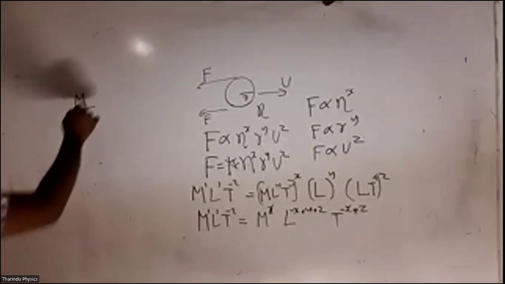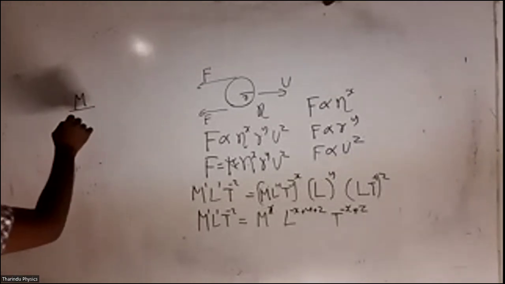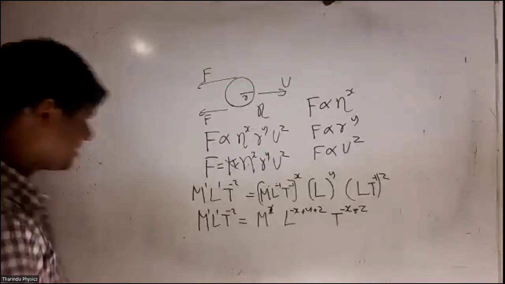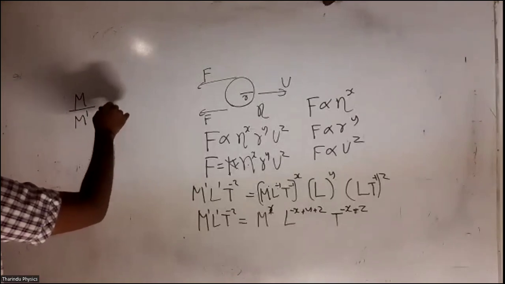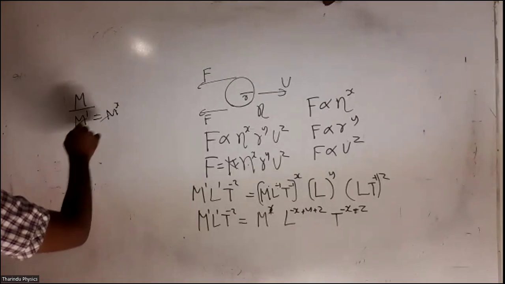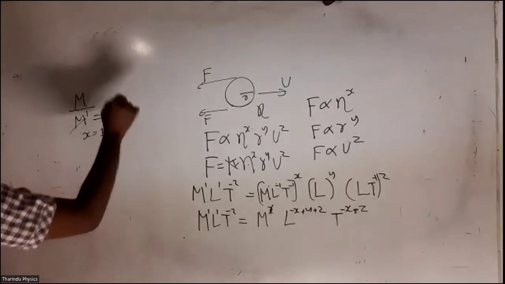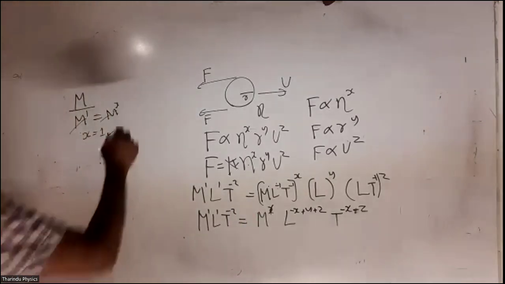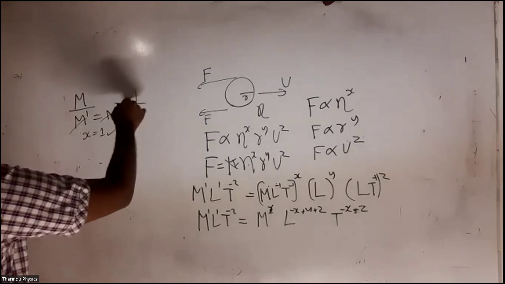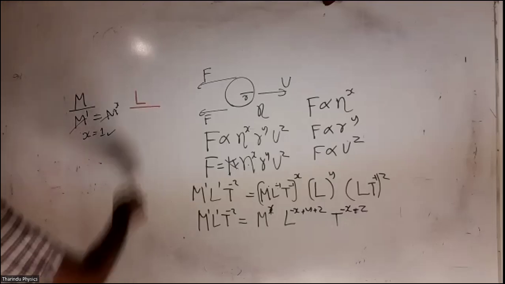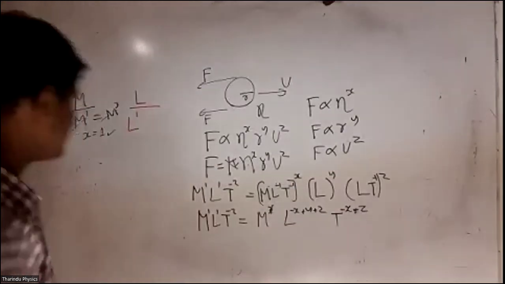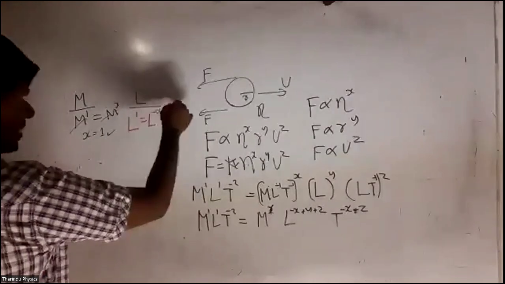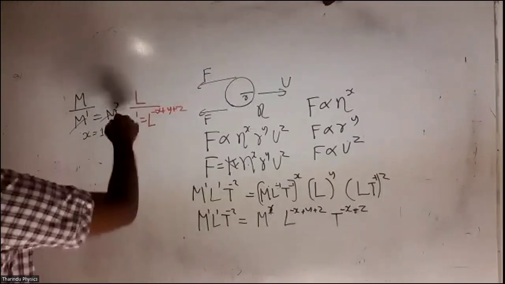M. For M, on the left hand side M is 1. Here M is just x. So cancelling, x equals 1. Now let me check that for L. Considering L, here L to the power 1, and on the right hand side L to the power minus x plus y plus z. L and L gone.